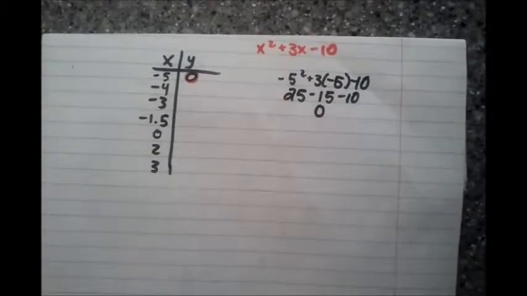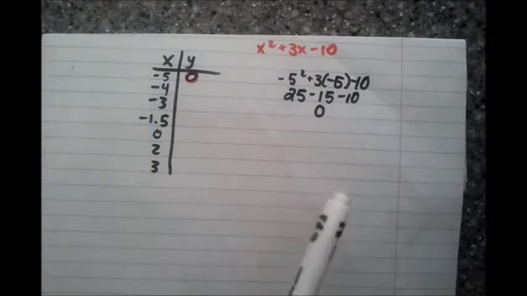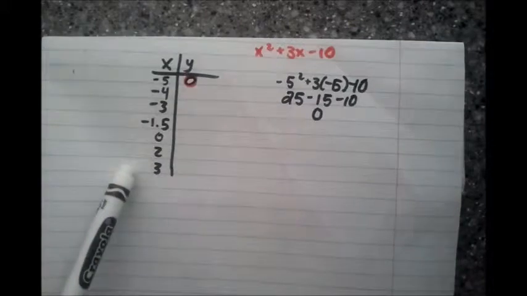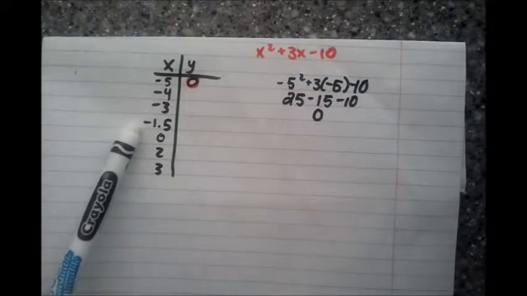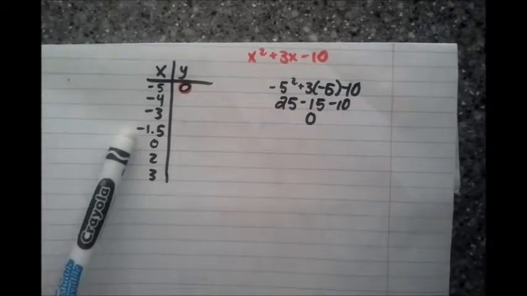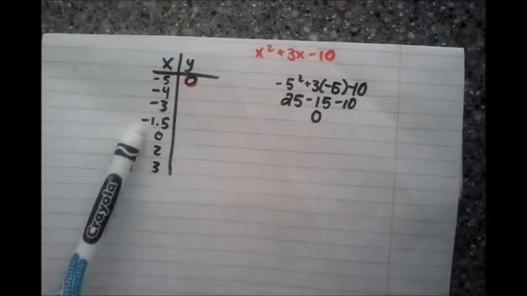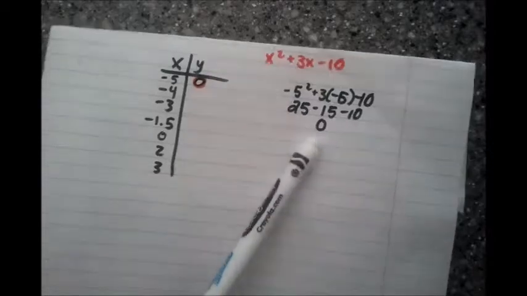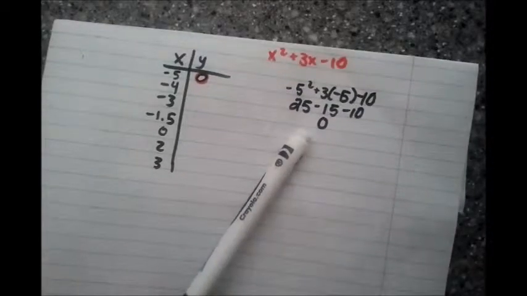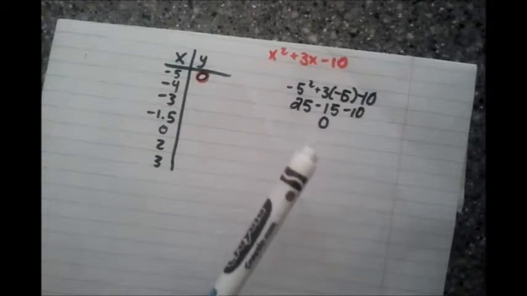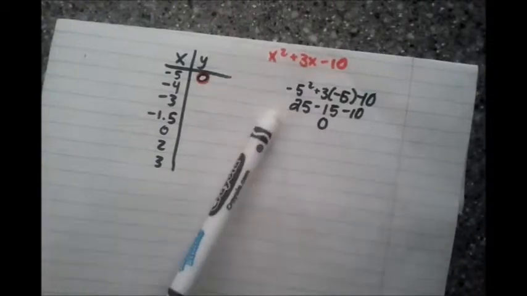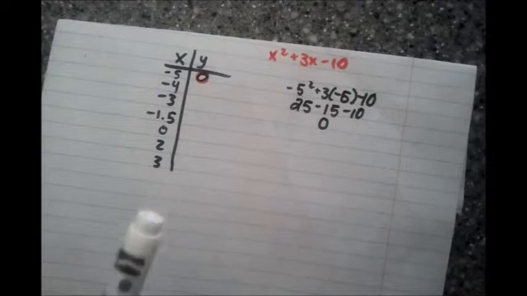And now we're going to find the points to graph x squared plus 3x minus 10. In doing that, we're going to plug in these numbers that I kind of randomly brought up, but this is one of the numbers in the vertex, so it's not really too random. Plug in all of these x values into the original equation. Here's an example. Negative 5 squared plus 3 times negative 5 minus 10 simplifies to 25 minus 15 minus 10, which equals 0.